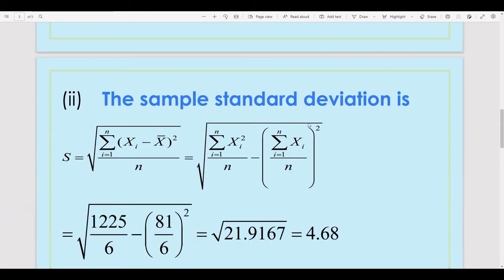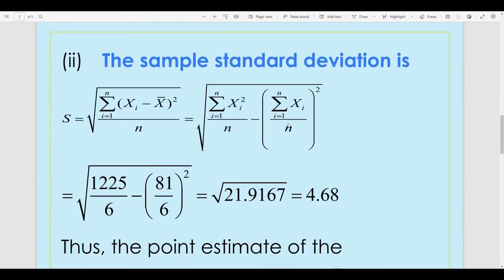So second part, the sample standard deviation. When you want to calculate sample standard deviation, S is equal to the square root of sum of (xi minus x bar) squared over n. This is the formula for standard deviation. We can also write this formula in this form: square root of sum of xi square over n minus (sum of xi over n) squared.